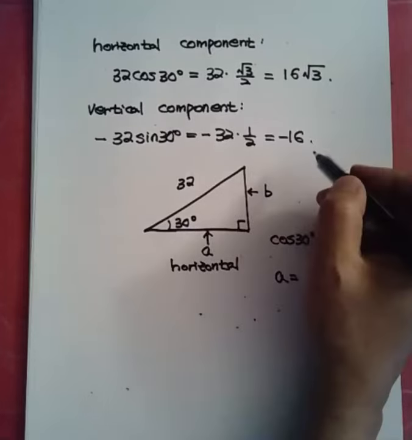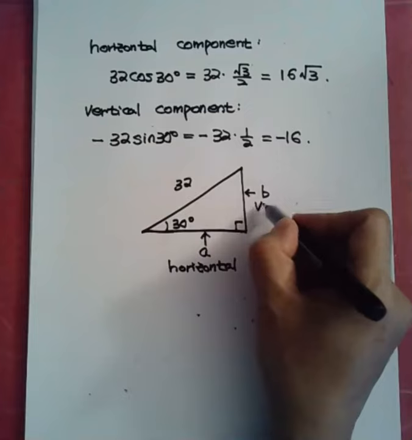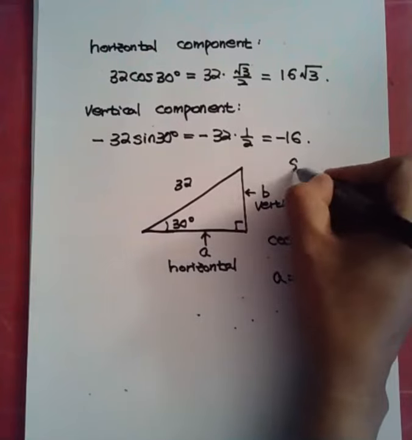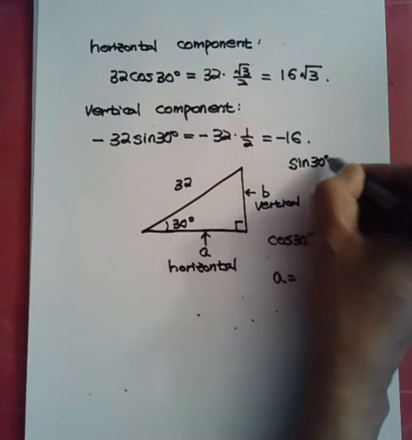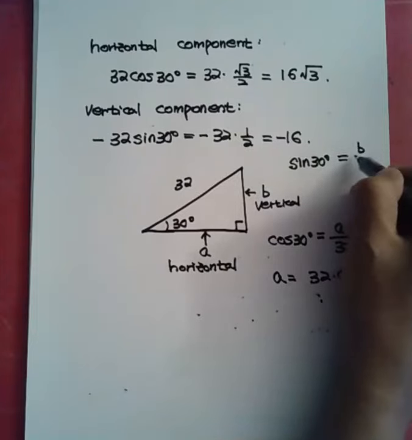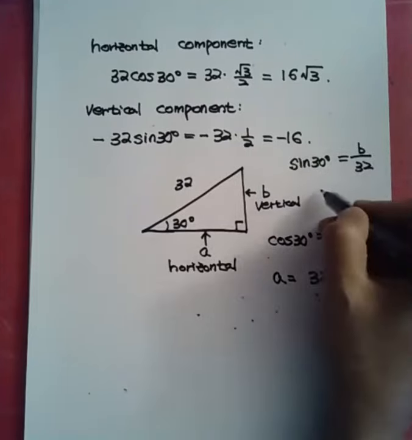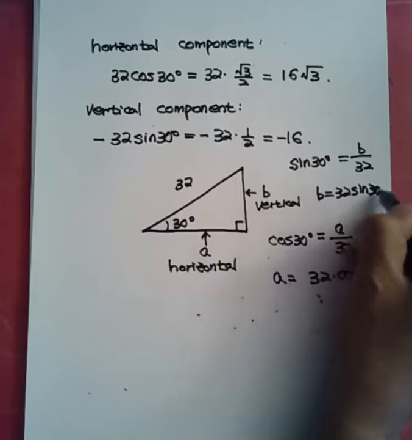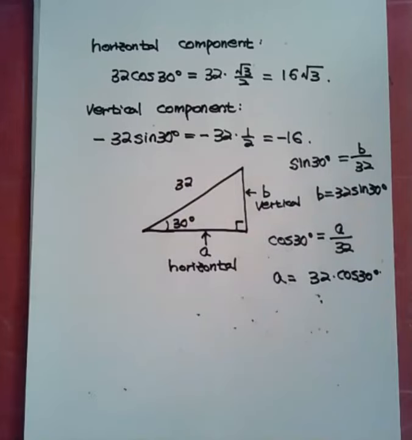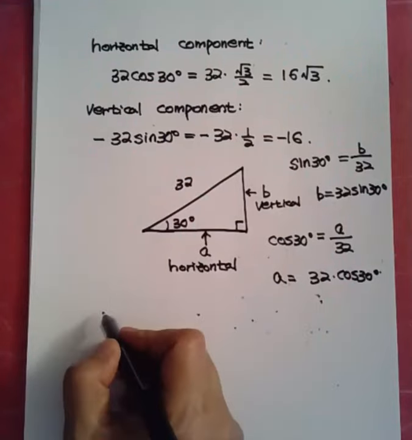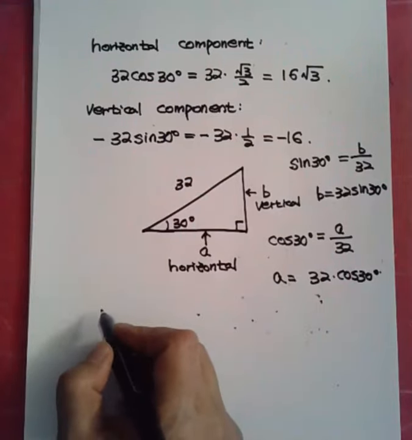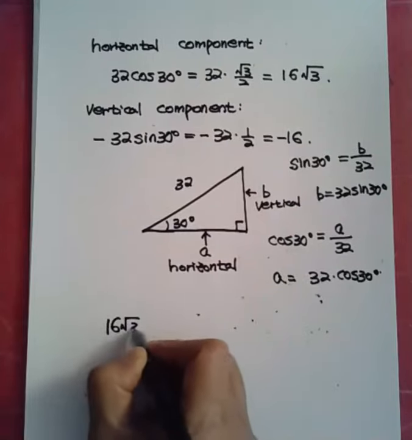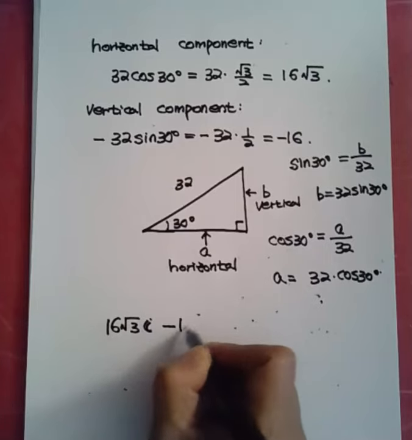We can calculate B, which is a vertical component. Similarly, we start with sine of 30 degrees, then sine is opposite, which is B over hypotenuse 32. So B is 32 times sine of 30 degrees. That's what is written here. If we write the vector in terms of i and j, then that'll be 16 square root of 3 i minus 16 j.